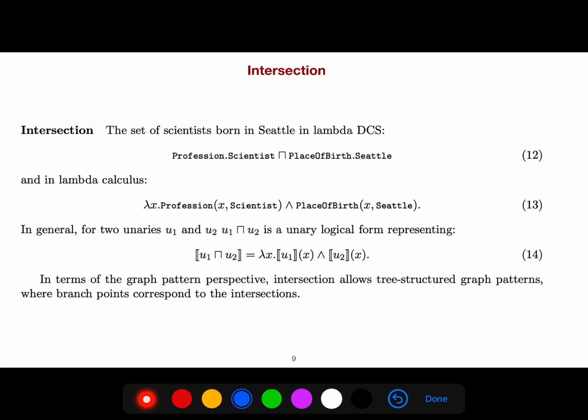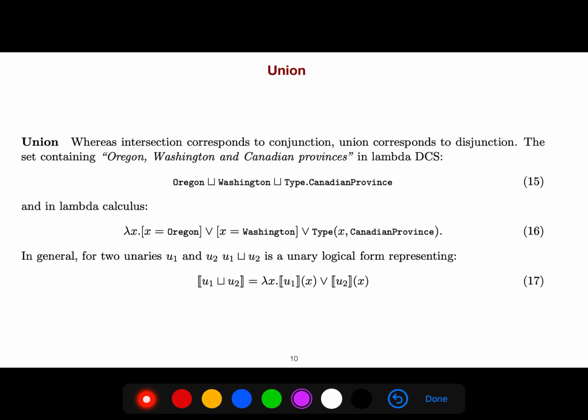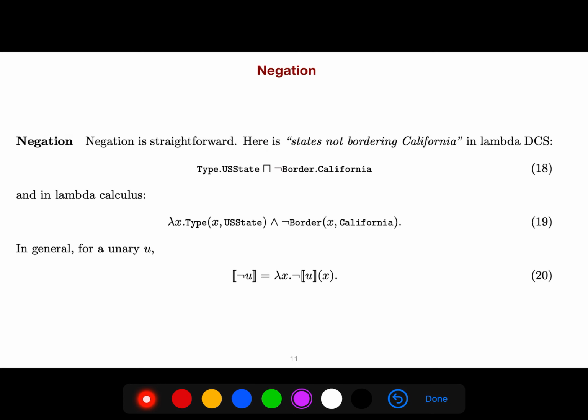An intersection is just like before. Here it is replaced by like this. In Lambda calculus, we write this for and, but in Lambda DCS, we put it like this. This is your and. And same for union. Instead of this, we put it this. So this is simplified. And negation, almost the same.